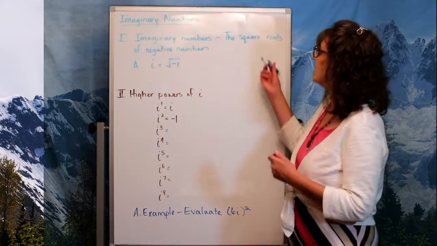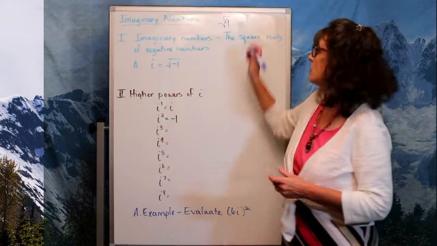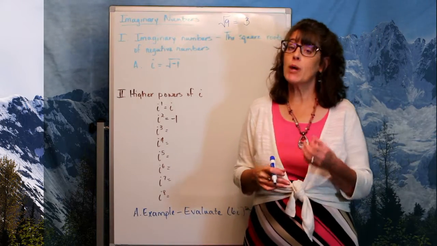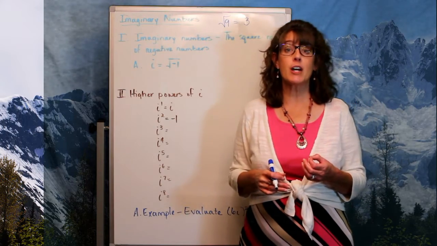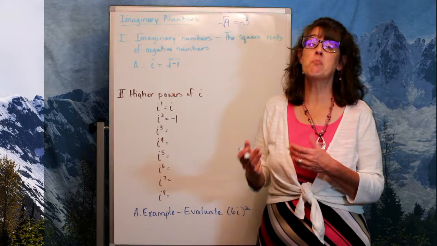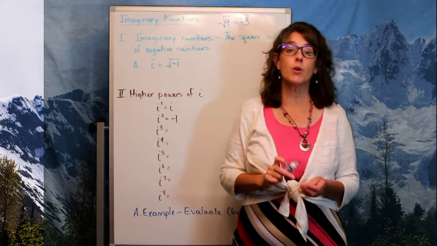For instance, if we saw square root of 9, we would say the square root of 9 is going to be a 3, because 3 times 3 will give us 9. But we also know that the square root of 9 could be negative 3, because what's negative 3 times negative 3? Positive 9. So we could either get a positive 3 or a negative 3 for that square root.